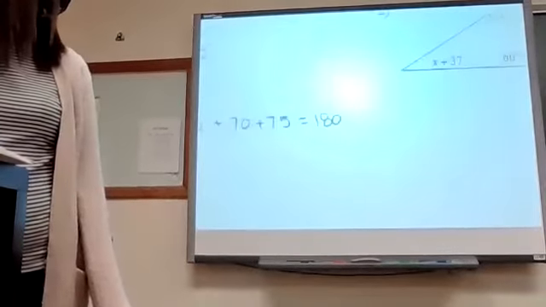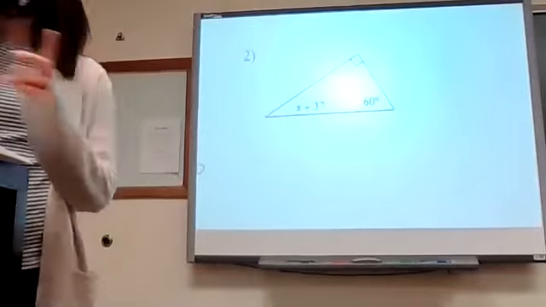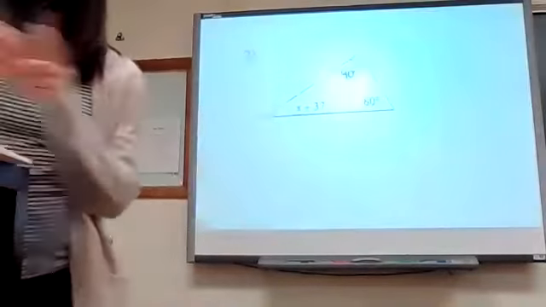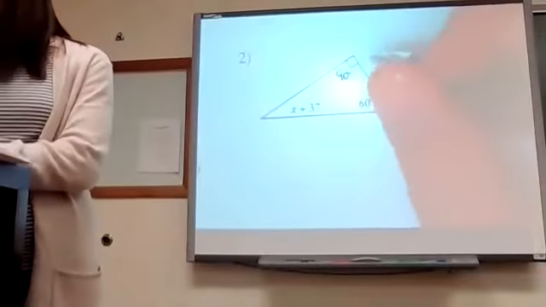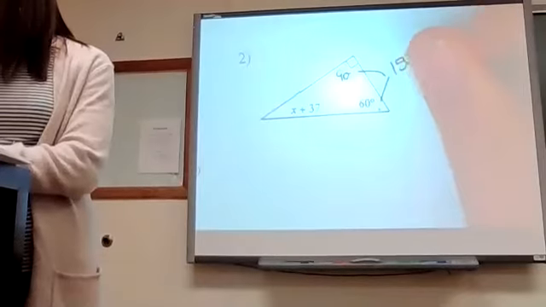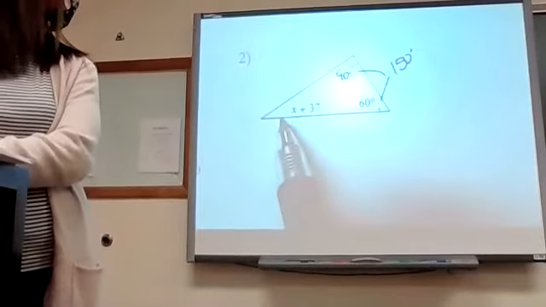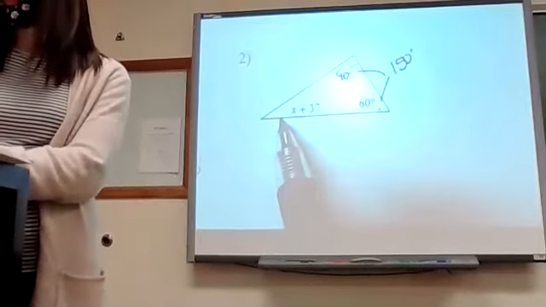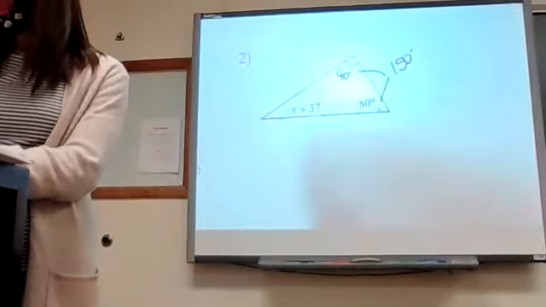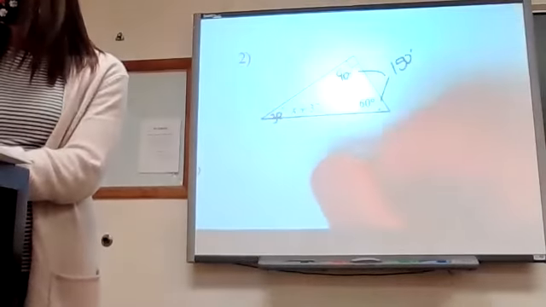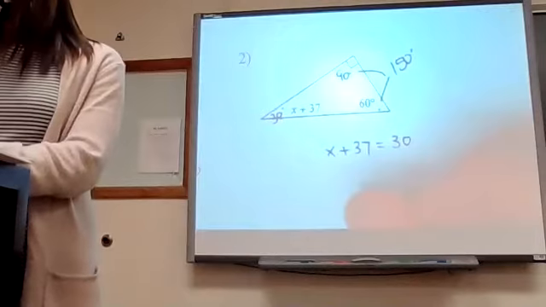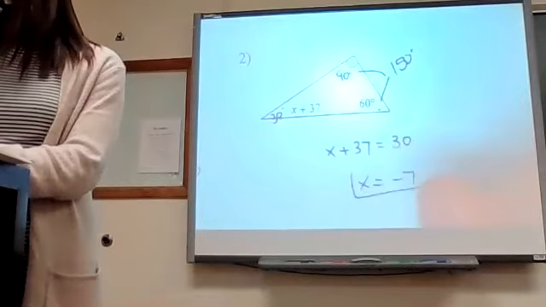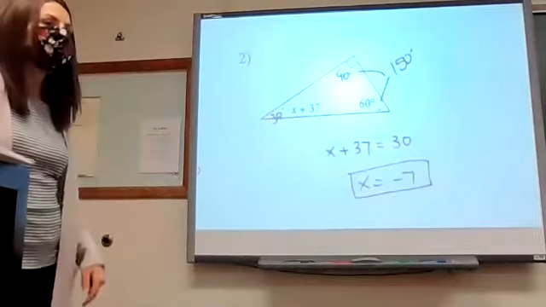So same idea on the second one. I know 2 of the angles, so this is a 90-degree angle. And this is a 60-degree angle. So altogether I have 150 degrees, which means that this angle must be how many degrees? 30 degrees for the triangle to add up to 180, or x plus 37 must equal 30 degrees. And subtracting 37, x equals -7.